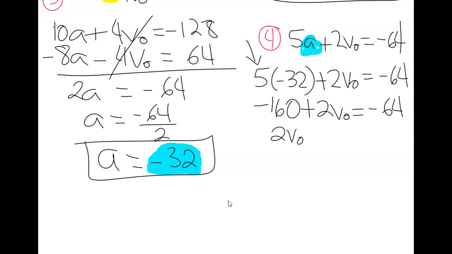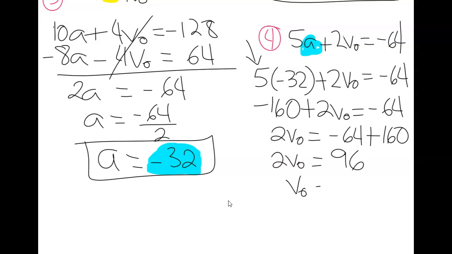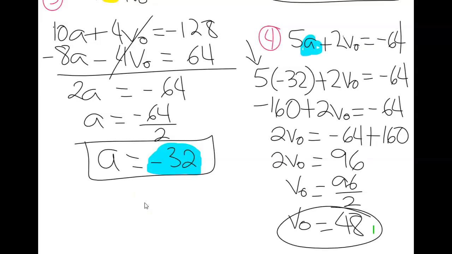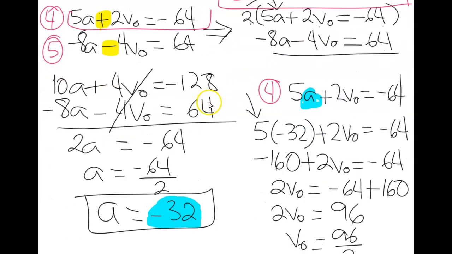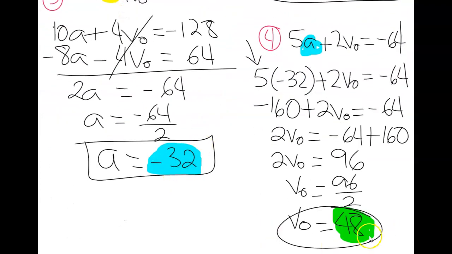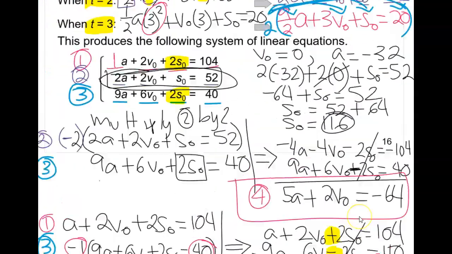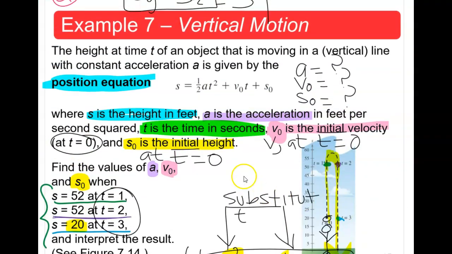So 2v sub 0 is equal to negative 64 plus 160, and that will give us 96 positive, and then we divide by 2, and 96 divided by 2 will give me 48. Okay, so that should be the answer, not 0. And now I can go back here. A is negative 32. The initial velocity is 48. I don't think we have any units here.